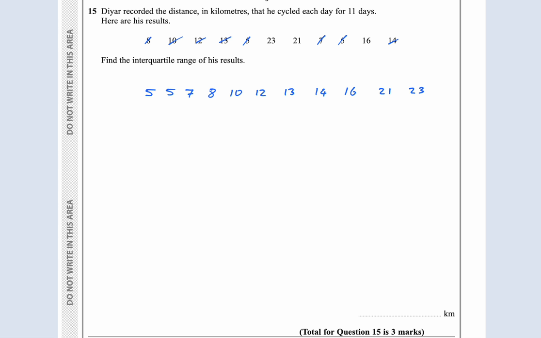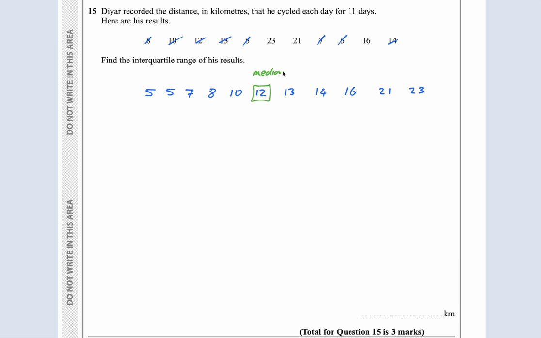Now, what I want is the interquartile range. How do I get the interquartile range? Well, first we'll get the median. 1, 2, 3, 4, 5, 6, 7, 8, 9, 10, 11. There are 11 numbers, which means the middle one will be the 6th. 1, 2, 3, 4, 5, 6. This is the middle number. This is the median.